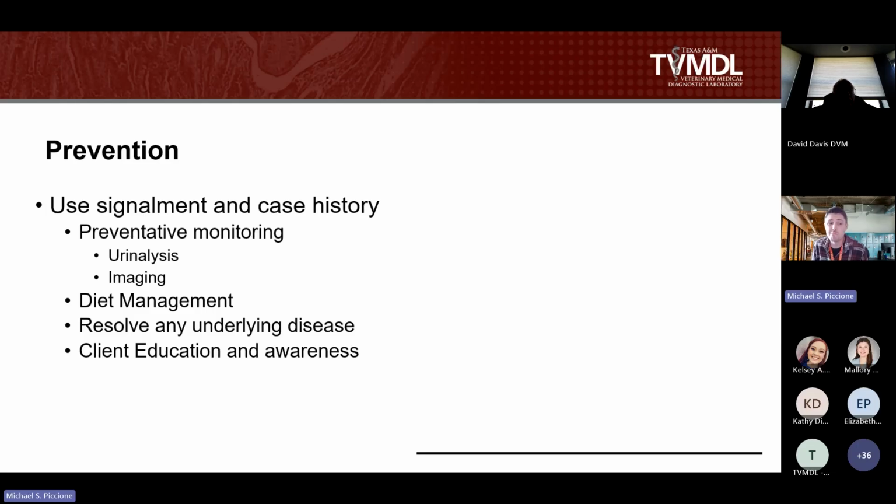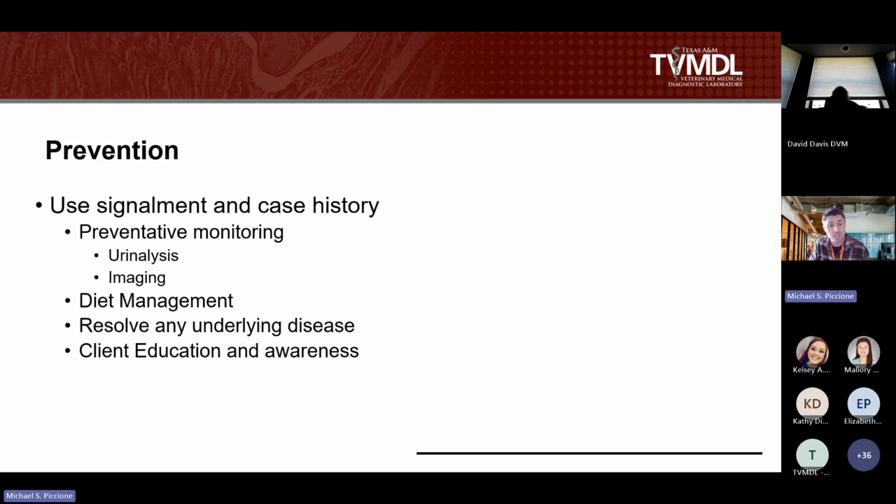For one, that may include signalment and case history. If you have a patient or a breed that comes in that you say, wow, I've had a history of these patients in the past of developing uroliths, or I know that these patients are poster children for developing these uroliths, well, then maybe you want to have that conversation with that owner sooner rather than later.